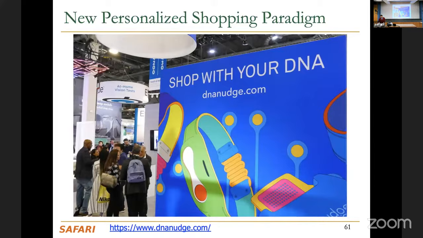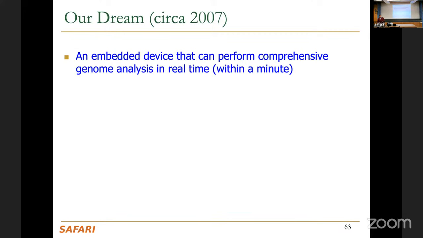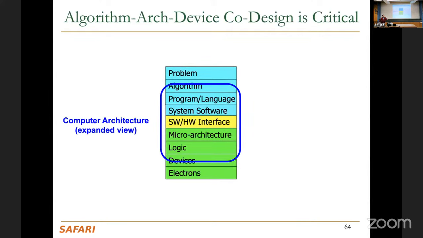But I guess it's also important to understand how and where to enable fast, accurate, cheap, privacy-preserving, and exabyte-scale analysis of genomic data. So this basically means that you really need to understand the application and the needs of that application. And this has been our dream in the SAFARI Research Group since 2007. What we are trying to achieve is an embedded device that can perform a comprehensive genome analysis in real time, maybe even within a minute or within seconds, to answer extremely important questions. And to achieve this, we need to consider the entire stack of the computer architecture, starting from the problem itself down to the electrons.